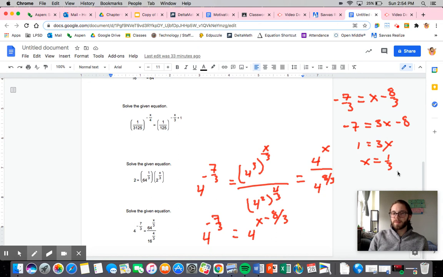So these are kind of the different properties. Ultimately, all you're doing is you're using the properties of exponents to solve equations. If you get the same base, you can set the exponents equal to each other because you know they must be the same on both sides of the equation at the end of the day.